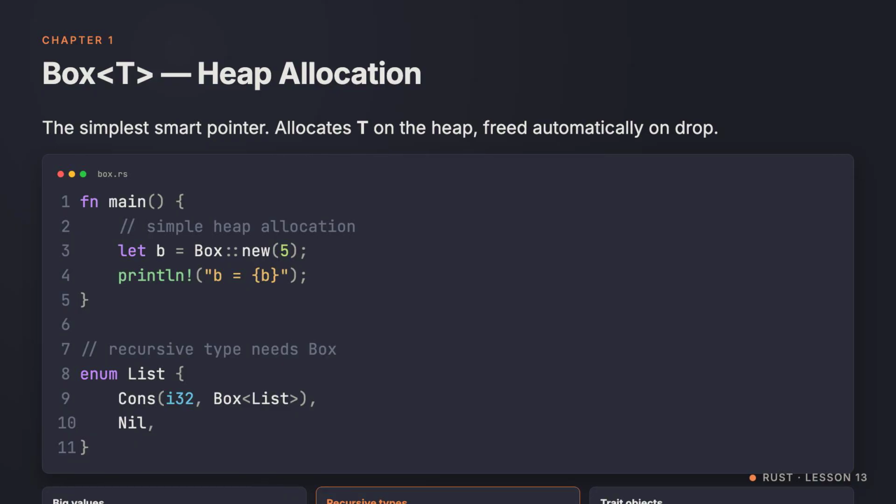And third, when you want to store a trait object, the way we saw in Lesson 11 with Box<dyn Shape>. Accessing the inner value feels just like accessing the value directly, because Box implements the Deref trait, which we'll see in a moment. For most of the time you'll interact with a Box, you won't even notice it's there.